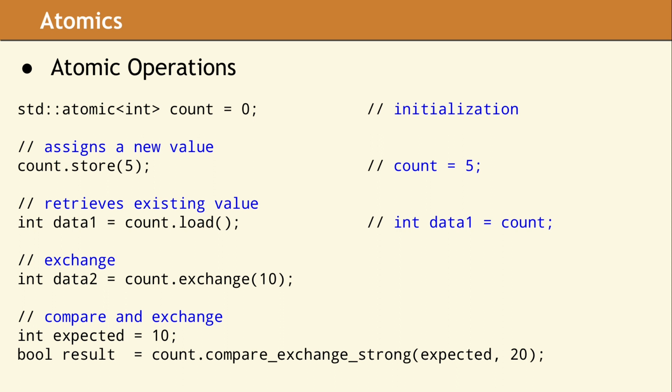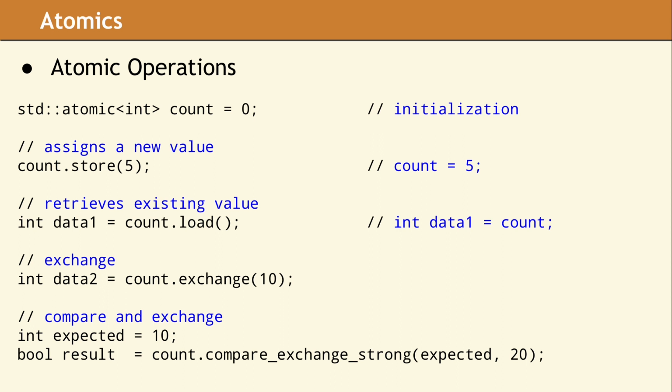Next, we retrieve the existing count by calling load. Again, this could have been written as a simple assignment. For the exchange code, the value of 10 will be stored in the atomic, and the variable data2 is assigned the old value of the atomic, which will be 5. The last line is showing a compare and exchange operation. If the current value in the atomic is 10, this succeeds. The atomic is set to 20, and result is true.